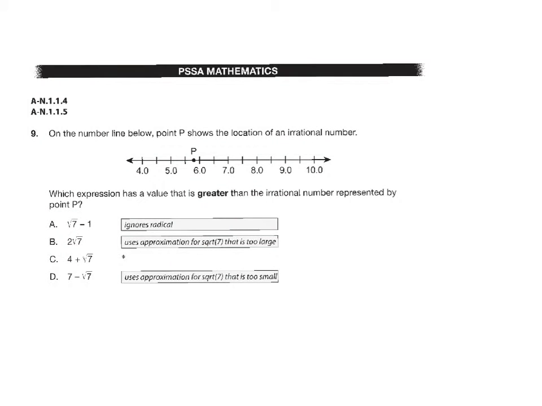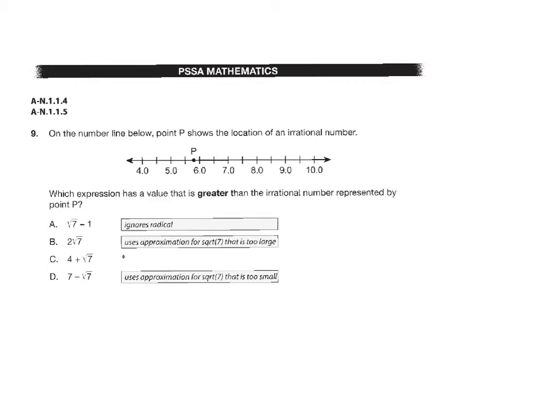All right, so when looking at number 9, you're looking at the number line, sorry, and you're looking at point P. So you're saying point P, okay, that's a little bit below 6. Which one of the answers, A, B, C, and D, is a little bit below 6? And it says, which expression has a value that is greater than the irrational number represented by point P? So you're looking for a value greater than that number.